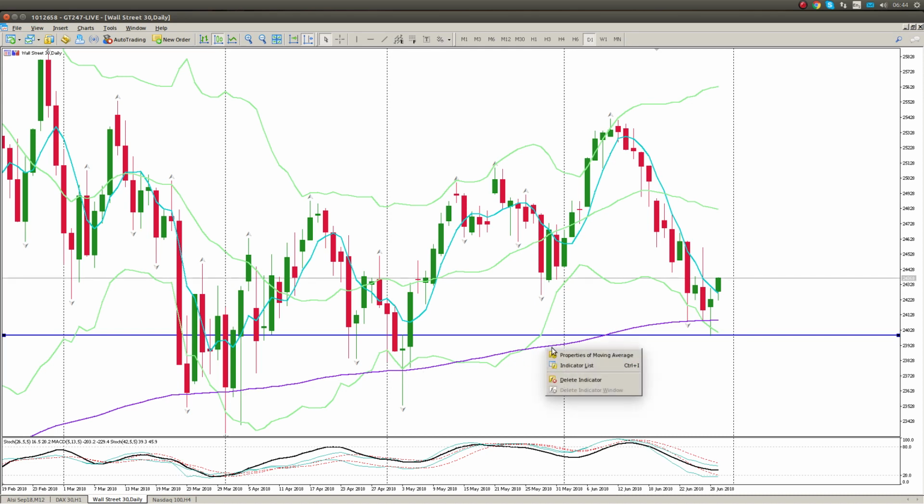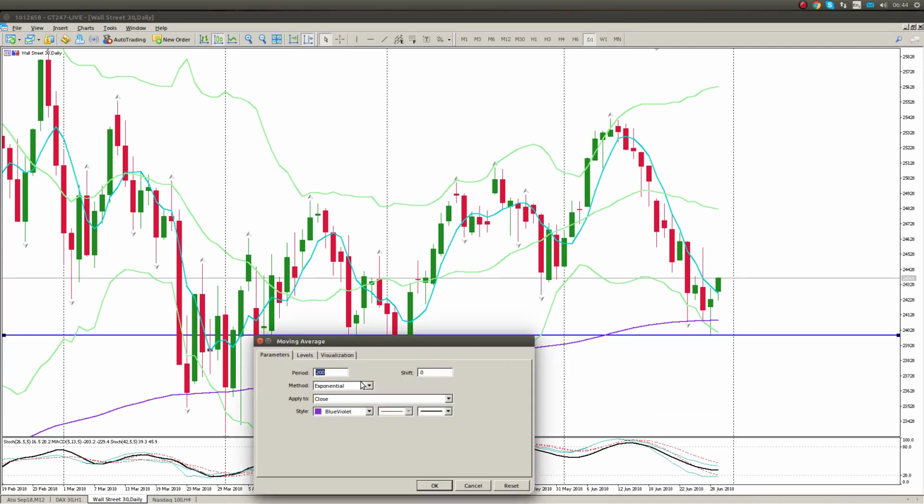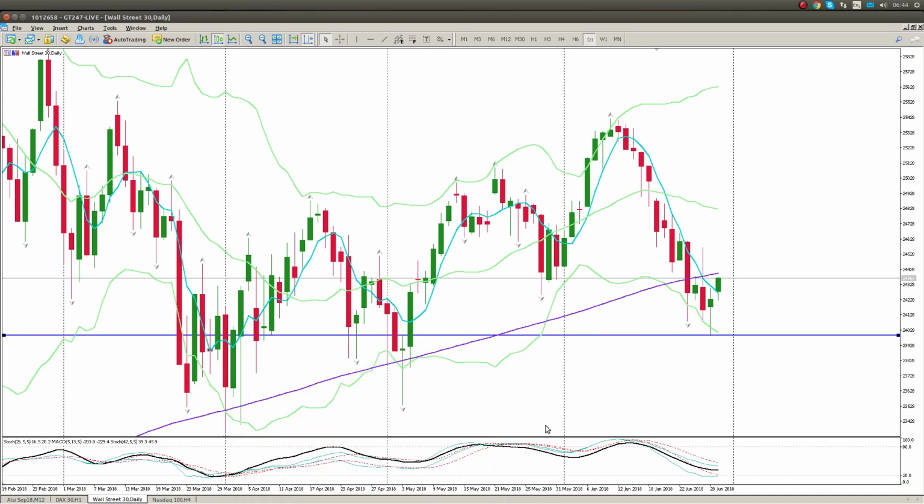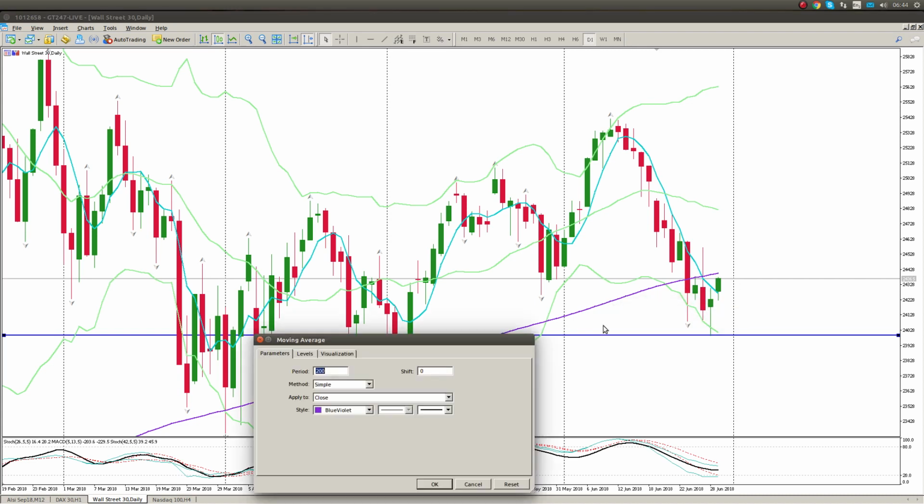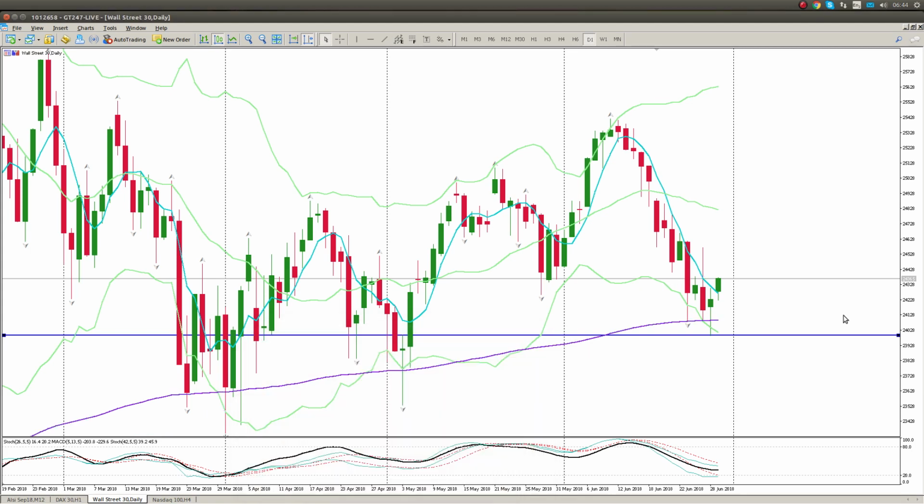Now, let's highlight why I use the exponential and not the simple. The simple would have said we've broken the simple moving average and now we're going down. That's pretty much the mindset of a lot of people trading the simple moving averages at the moment. I prefer the exponential. It gives me a little bit more confidence in price action.